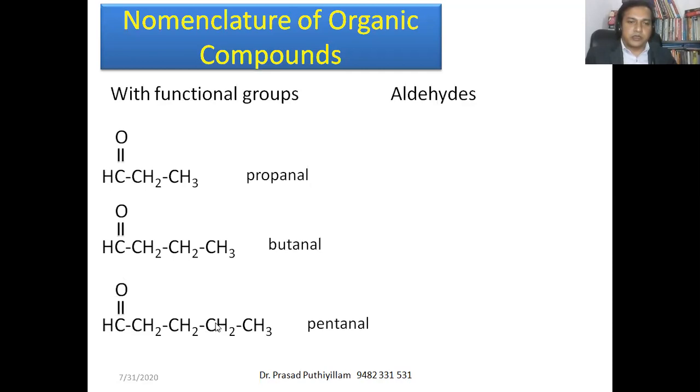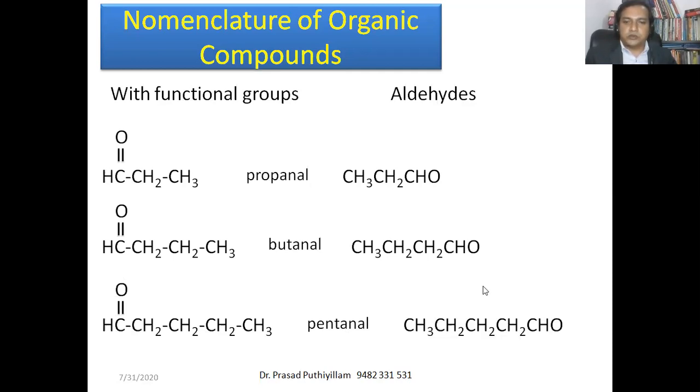This is pentanal. 5 carbon atoms are there, that means pentane, in which the e is replaced with al. That is pentanal. These are the IUPAC nomenclatures, and we can even write the structures as CH3CH2CHO, butanal as CH3CH2CH2CHO, and CH3CH2CH2CH2CHO. We can further condense this as CH3(CH2)2CHO, and here it is CH3(CH2)3CHO. So these are the different aldehydes.